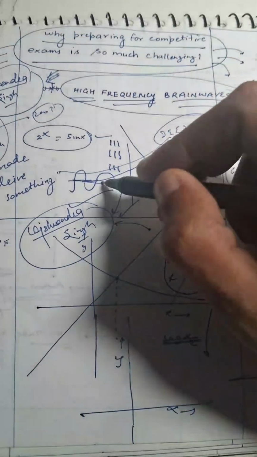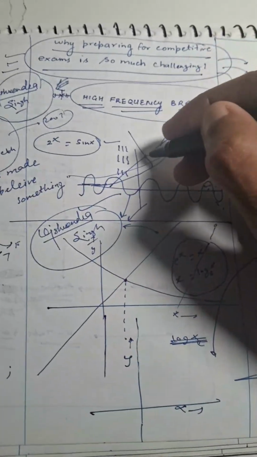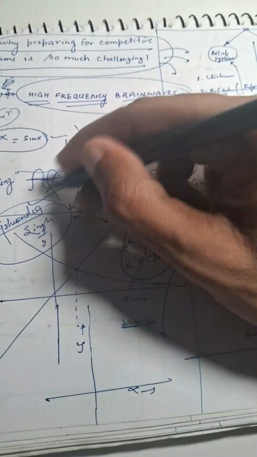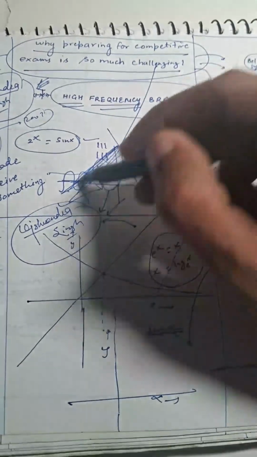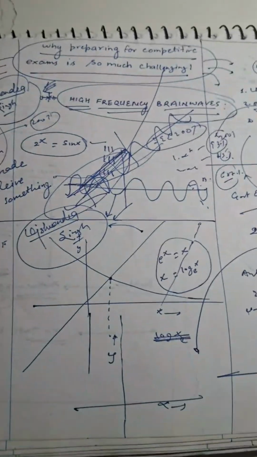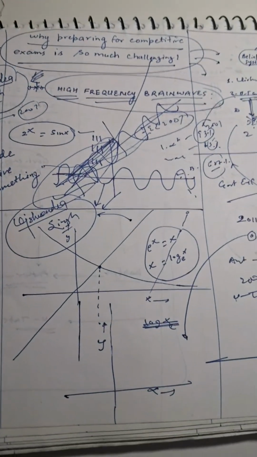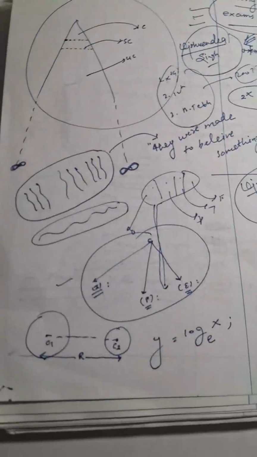What you need to do is draw the situation graphically. So we have the sin x curve like this, and we have the 2 raised to power x curve like this. As you can see from the left-hand side, there are infinite points of intersection. So there are infinite solutions, but all of them follow x less than 0. So this is how you can calculate it.